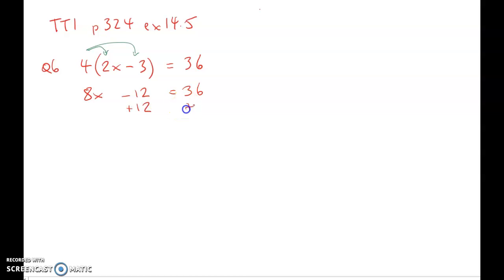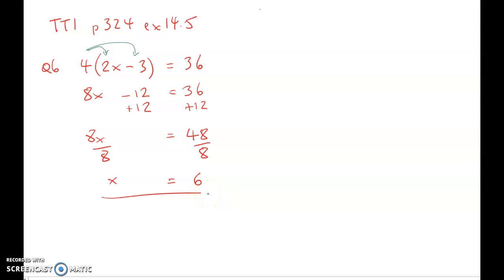When we add 12 to both sides, we have a situation where we have 8x only on the left hand side, because that minus 12 and add 12 eliminate each other. And then we have 36 plus 12, which is 48. And then now we have the x on one side, numbers on the other. So now it's just the final line of doing a division. What do we divide by? We divide by the multiplier of x. So the coefficient of x is 8, so that's what we're going to divide by. So when you divide both sides by 8, we end up with x being equal to 6. And that's the solution.